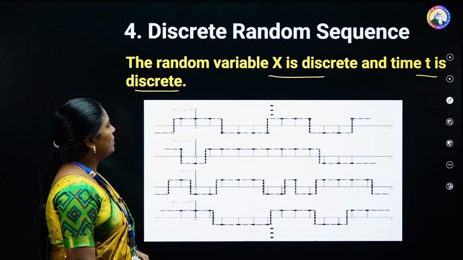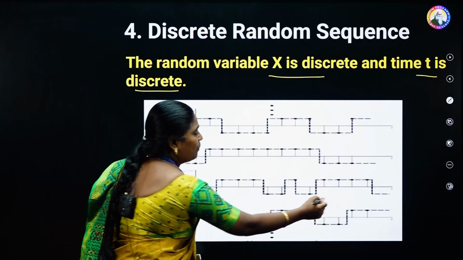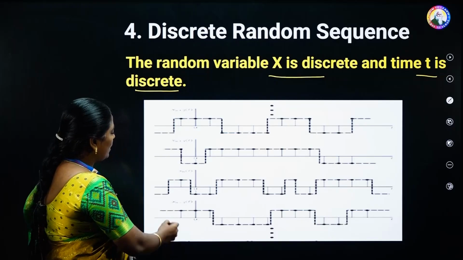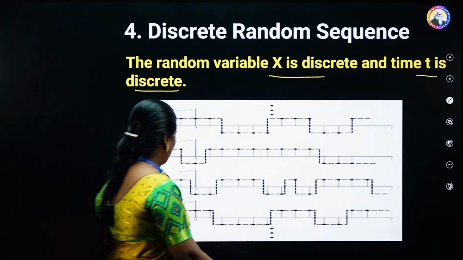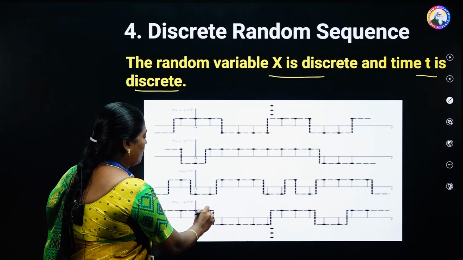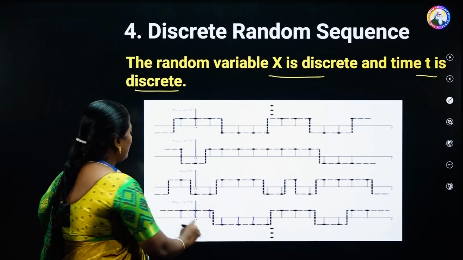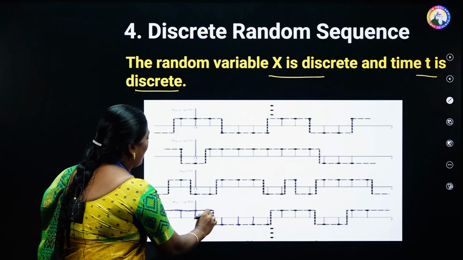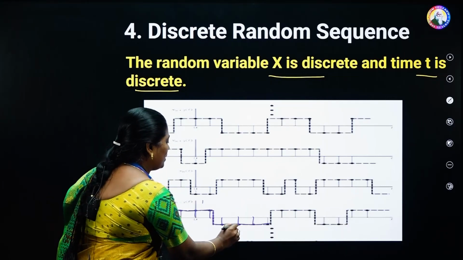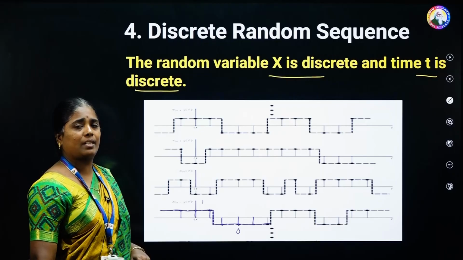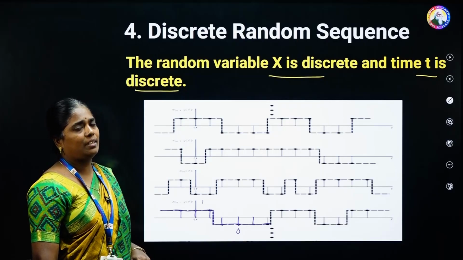Now we'll observe the plot of a discrete random sequence. On the x-axis we have the time t, and here are the sample values, the specific values. See here, at specific times only we have the values. That's why t is discrete. And here, the random variable has either a high or a low value, only two values. Let us say 1 or 0, that's it. Only specific values, known as discrete. That's why in this case, both the random variable x as well as the time t are discrete in nature.